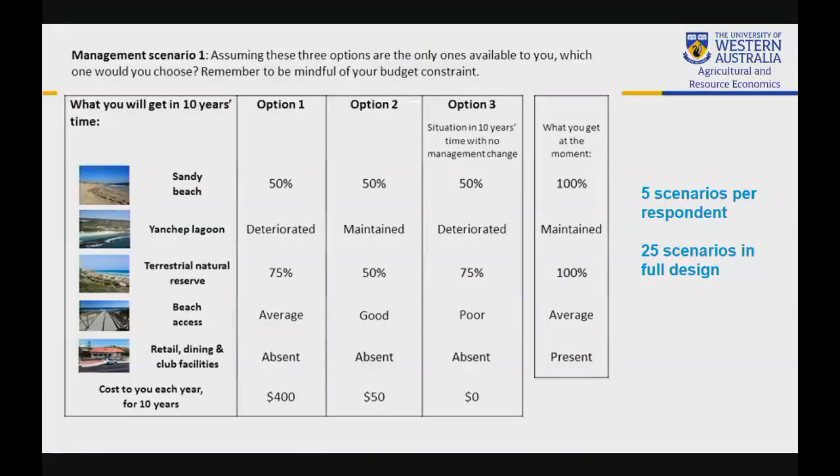There, okay. So this is the nature of what we've done in terms of a standard choice set. It's the area of Sandy Beach, it's the lagoon, deteriorated, maintained, and we described what that meant in the previous, as in the terrestrial reserve, beach access. There's various access points. We could describe what was going to happen, and then we described actually what those facilities were, whether they were going to be present or absent.